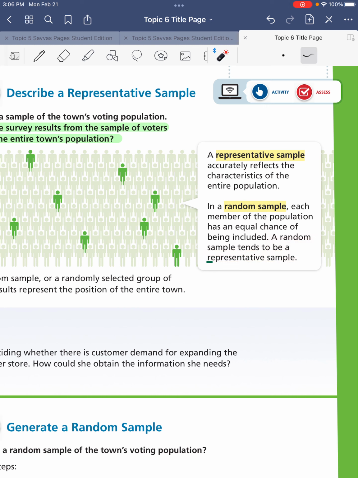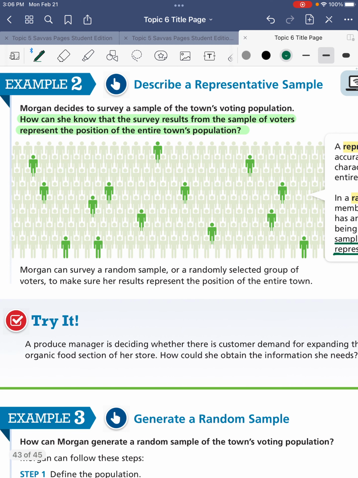A random sample tends to be a representative sample. That right there is really, really important. So if she surveys a random sample of people, then that should reflect how the entire population will act. So Morgan can survey a random sample or randomly selected group of voters to make sure her results represent the position of the entire town.